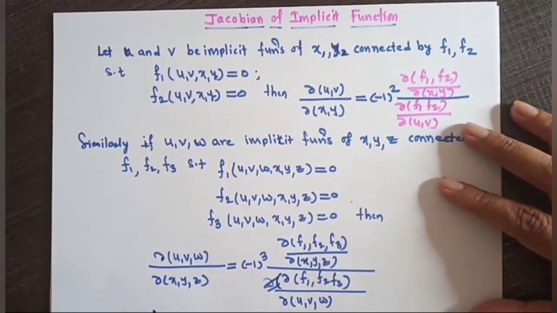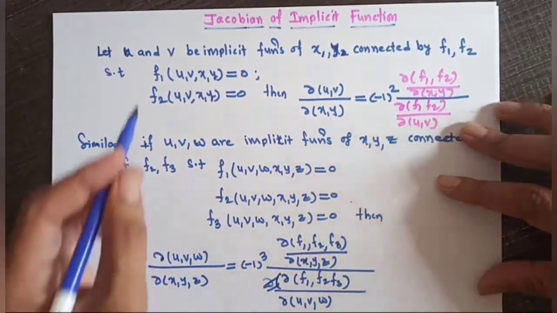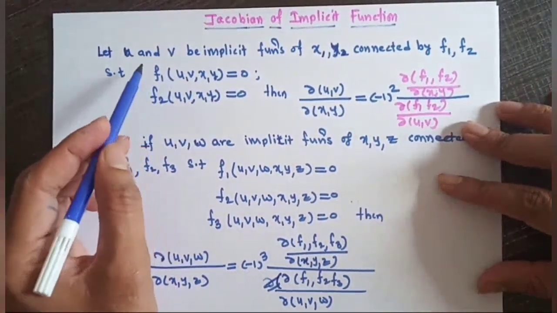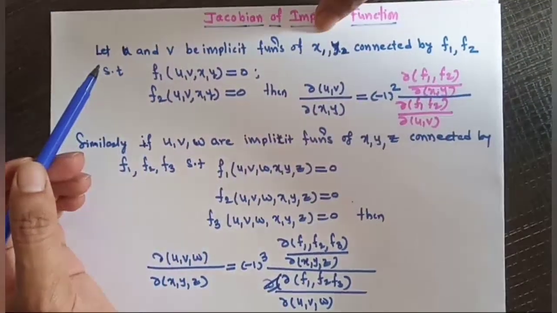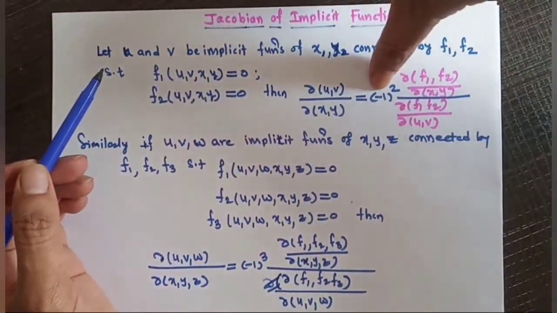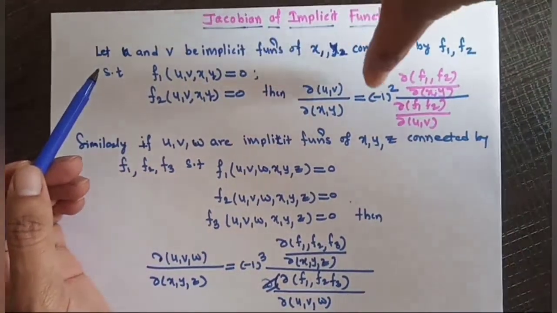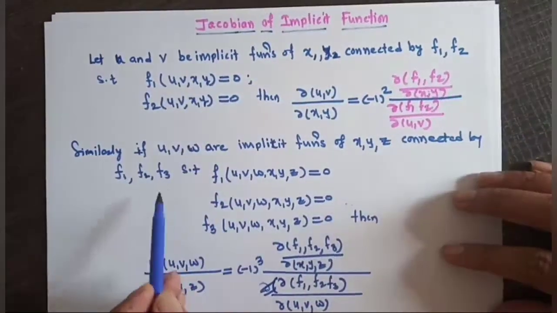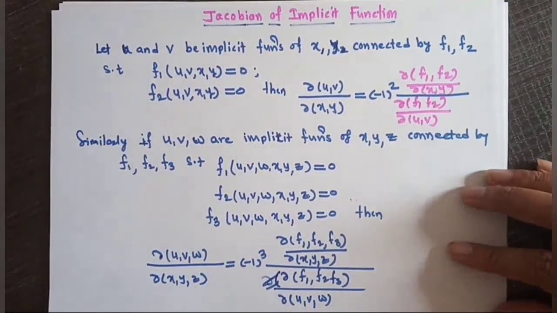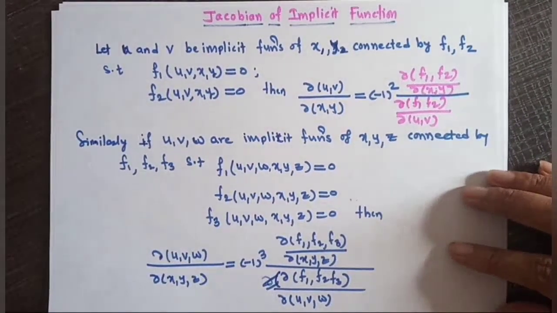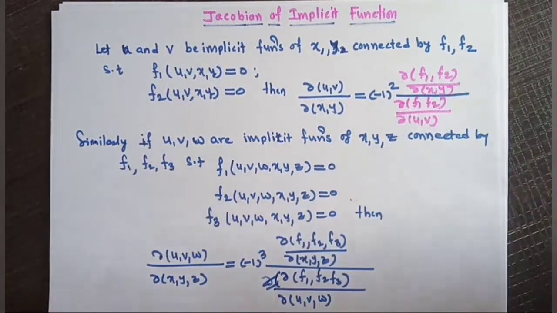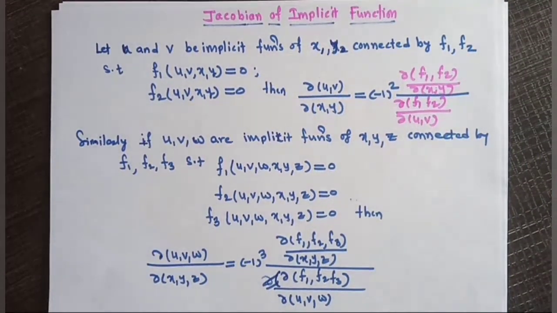Now here is minus 1 cube. If u, v are implicit functions of two variables x and y, then here is minus 1 square. For two functions, two variables, minus 1 square; three functions, three variables, minus 1 cube. Now let us see some examples on this implicit function method.